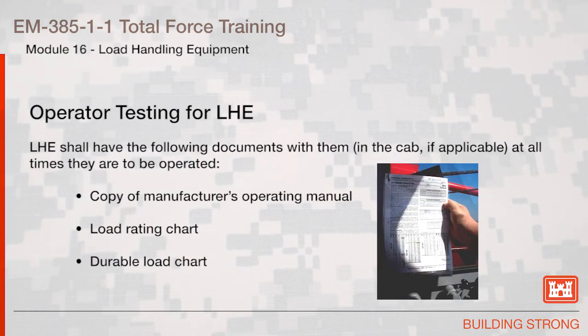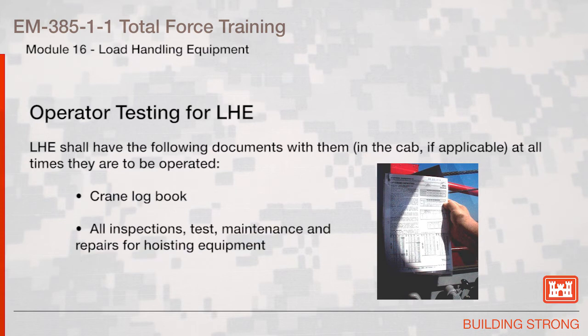Load handling equipment shall have the following documents with them in the cab, if applicable, at all times that they are operated: a copy of the manufacturer's operating manual, load rating chart, durable load chart, crane log book, all inspections, tests, maintenance, and repairs, and all inspections, tests, maintenance, and repairs for hoisting equipment.